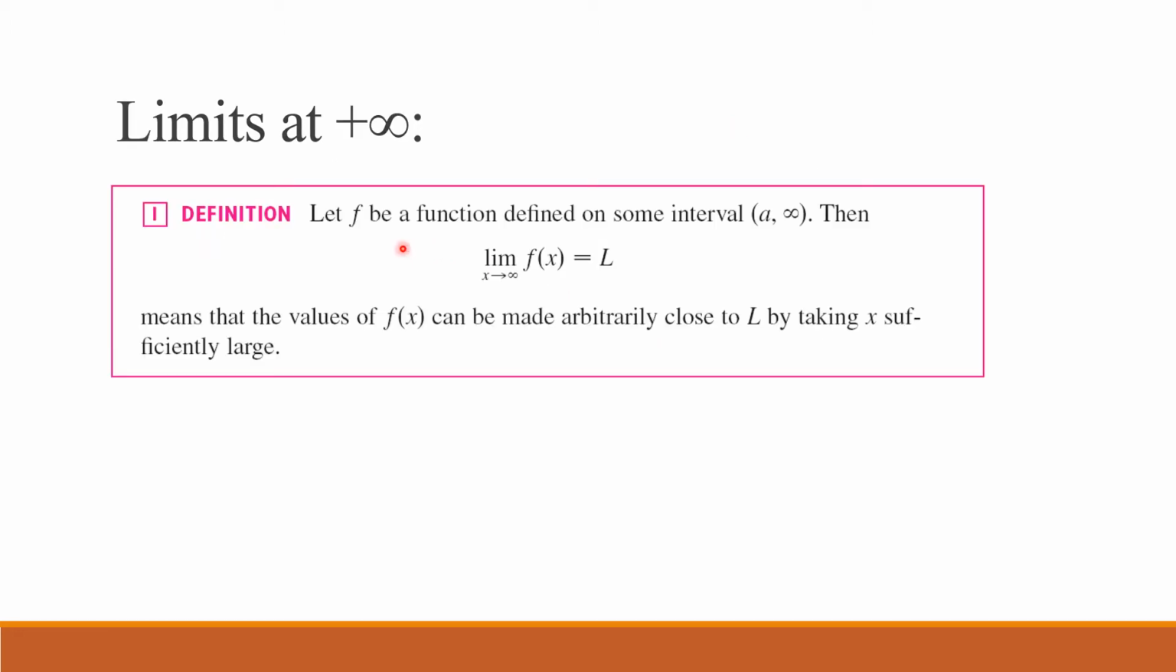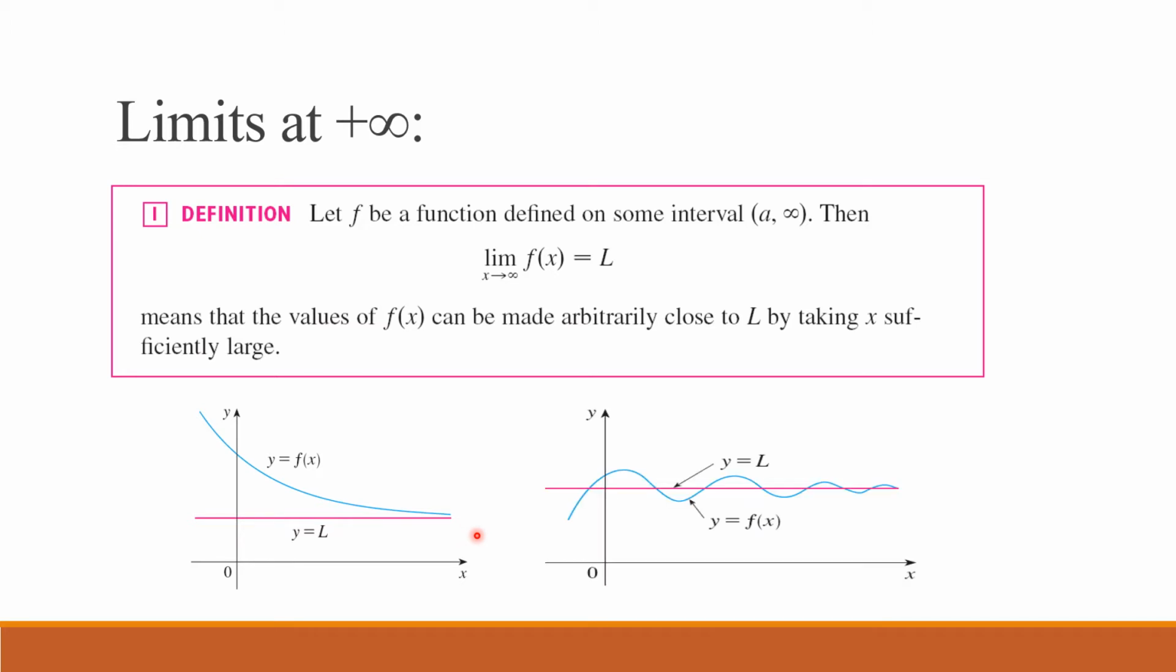So, limit at positive infinity. Let a function be defined on a certain interval and the limit as x approaches infinity equals a value L. This means that the function f of x, the y value, is arbitrarily close to the value L as x is sufficiently large. Just like this one. As x gets larger and larger, the value of the function approaches the value L, which is a horizontal line.